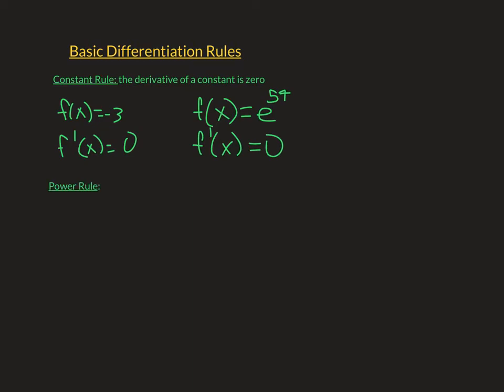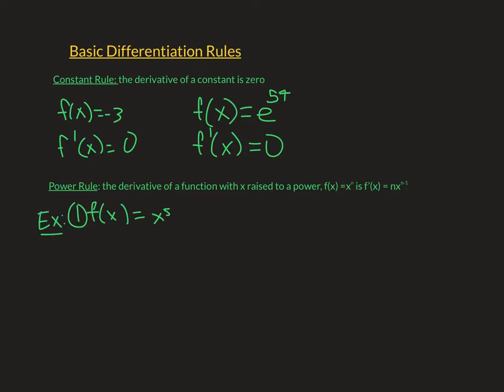Our next rule is called the power rule. For the power rule, if we have x raised to a power, like x to the n, we're going to subtract 1 from the exponent and move the previous exponent out front. So I'll do an example or two. If you have f of x equals x to the 5th, your derivative is just going to be 5 times x to the 4th.